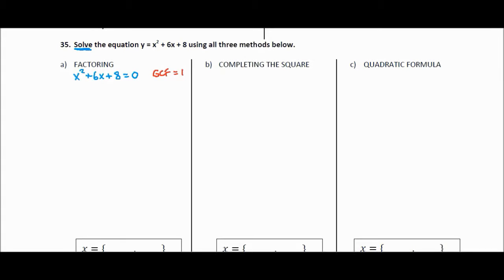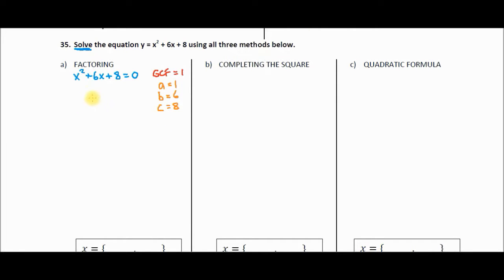So now we can go ahead and identify A, B, and C. Also, just be aware, A is not negative. That means we don't have to pull out a negative one. If you get a question on the test where A is negative, even if it's negative 1, you're going to have to pull the negative 1 out as a GCF before you can actually factor. Our A value is equal to 1. Our B value is equal to 6. Our C value is equal to 8.